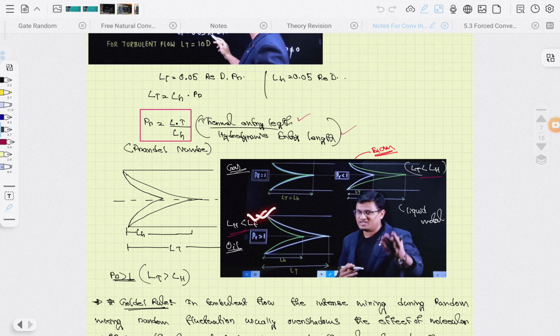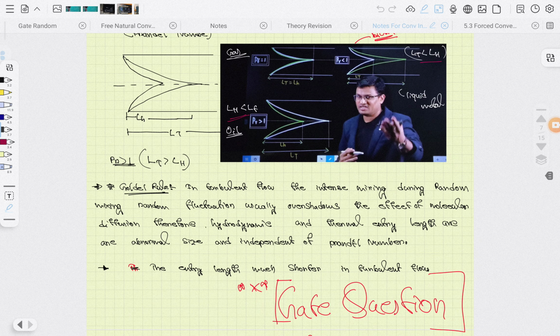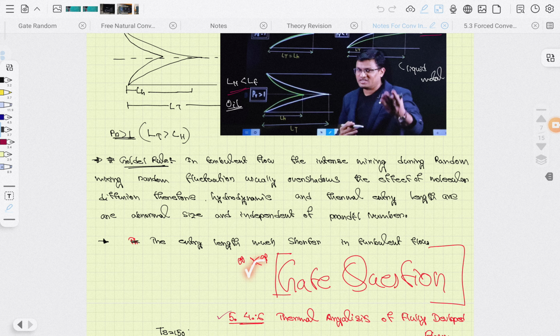And for oil, thermal entry length is more than hydrodynamic. And for liquid, thermal entry length is less, and hydraulic is more. For liquid, hydraulic is more. For oil, thermal is more. Okay, there's one more thing, there's a golden rule that has been written.